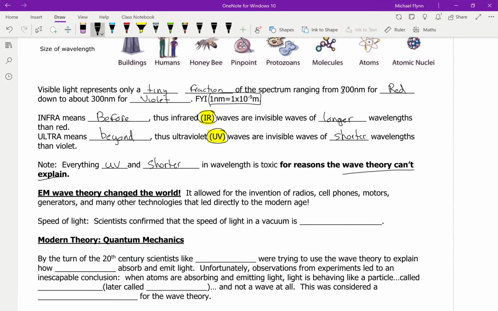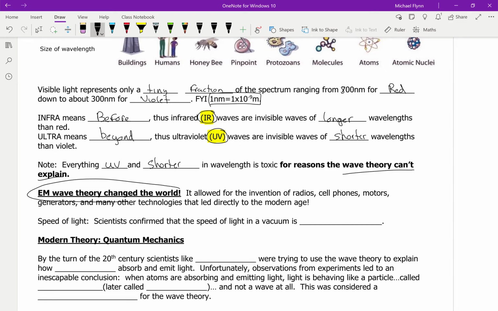In fact, this was a real mind bender. Ultraviolet light, for whatever reason, starts becoming dangerous, and anything shorter in wavelength is even more dangerous, and for a while we couldn't understand why. The reason is that light is behaving in a very bizarre fashion, and under some circumstances it just doesn't behave like a wave.